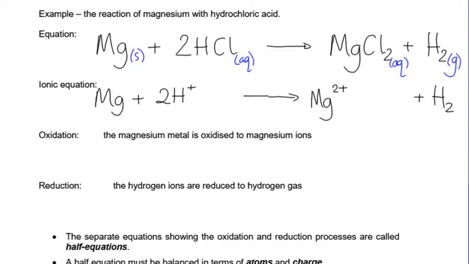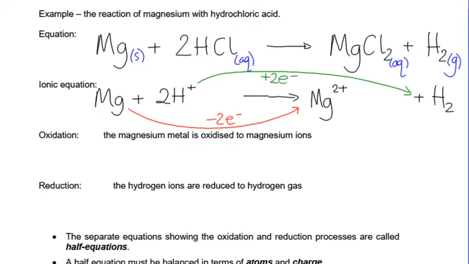How does Mg become Mg2+? Well, it must lose 2 electrons. So it's losing 2 electrons. And how does 2 H+ become H2? Well, that must be gaining 2 electrons.